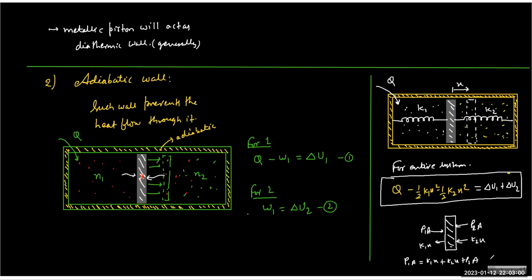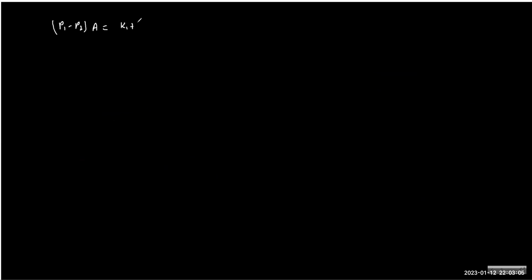Yes, sir. If you go that way, which is called the mechanical equilibrium, that is what we have to assume. If it is a well-defined process, then this will be followed. So what we get is (P1 minus P2) into A equals how much? It is (K1 plus K2) into X. Isn't it? Yes, sir. So P1 minus P2 is, of course, you can add like this, K1 plus K2.